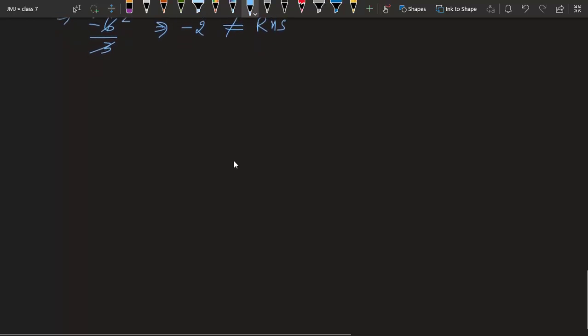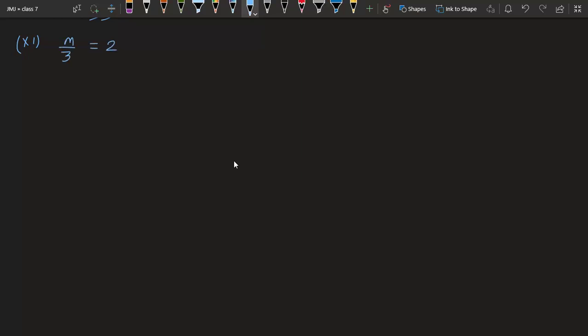So let us take now the last part, that is 11th part. Question is same, with different values they want us to check. So you can see m upon 3 is equal to 2. They want us to check at m is equal to 6. Let's see, same procedure, putting m is equal to 6 in the left hand side.